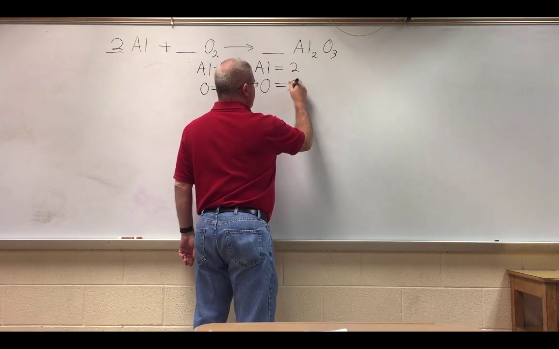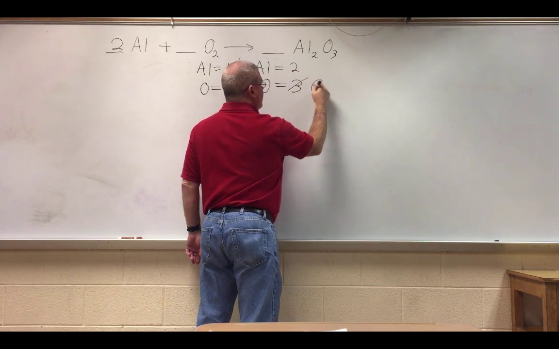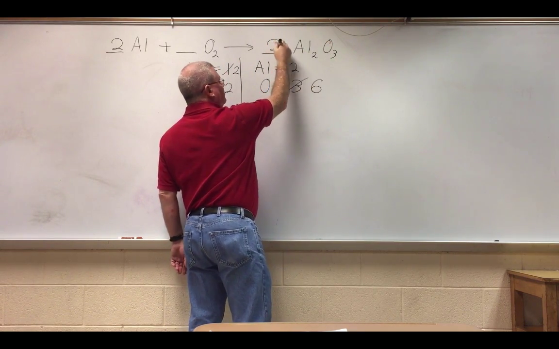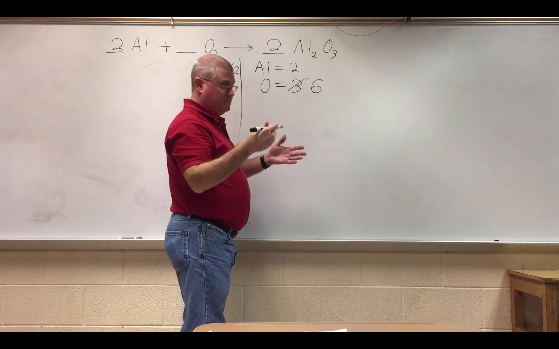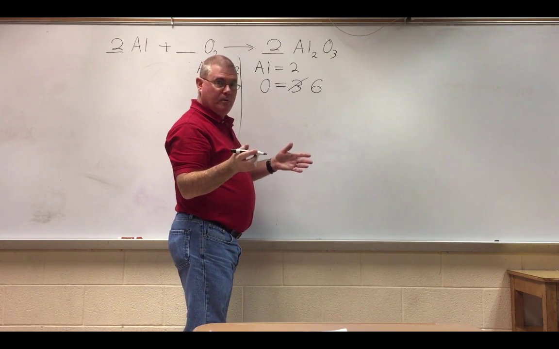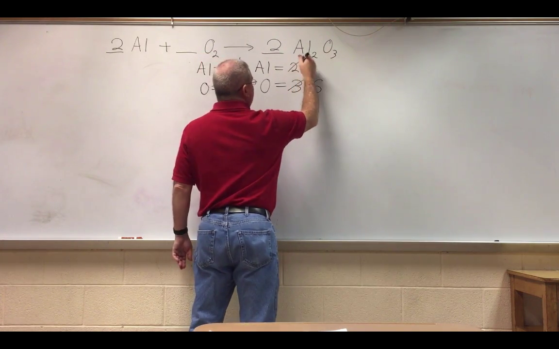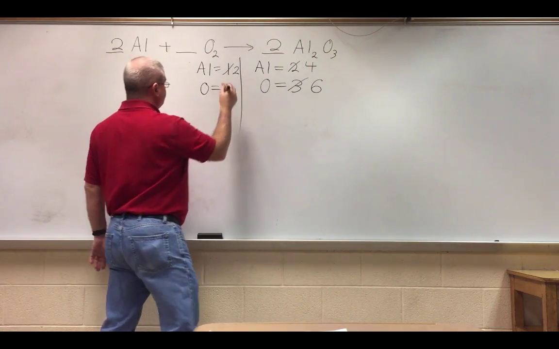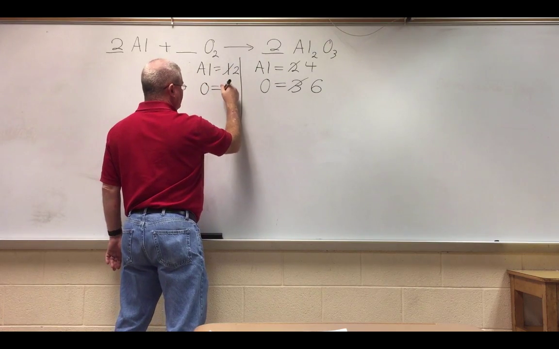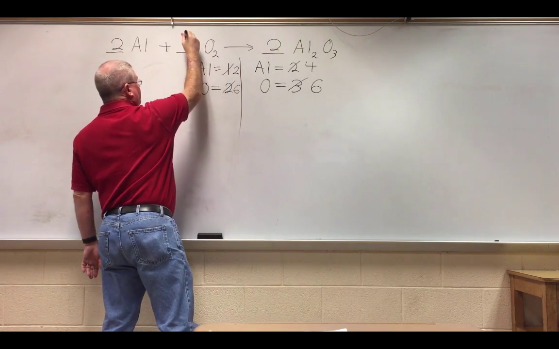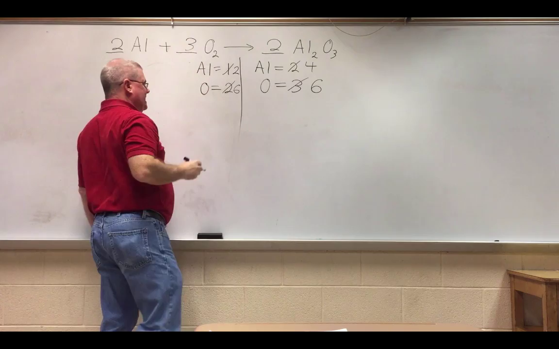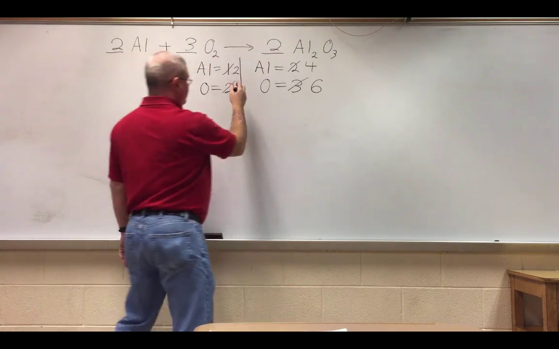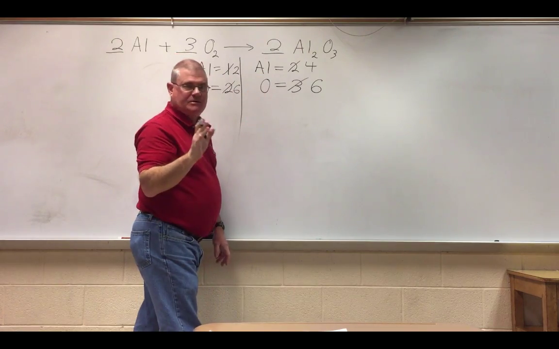So we'll start over here. We'll add a 2, which will give us 6 oxygens, but that changes our aluminums. We're going to probably have to go back and redo our aluminum counting. So let's put 4 aluminums on the product side to keep up with it. The options to get 6, we can do that. 3 times 2 is 6.